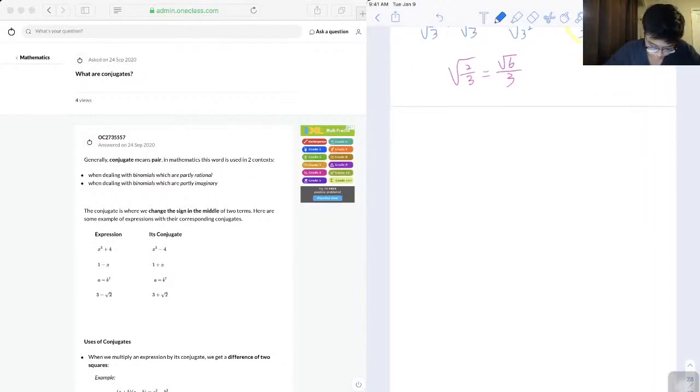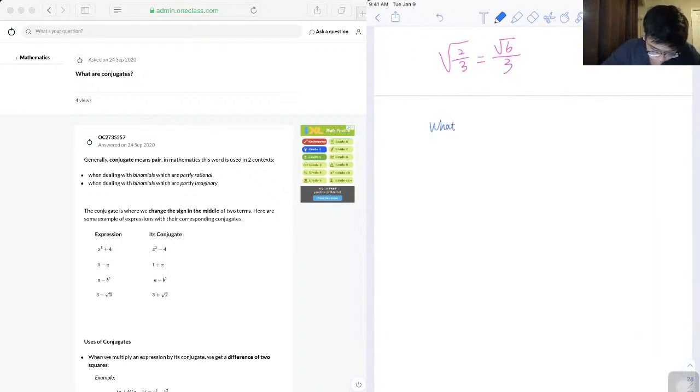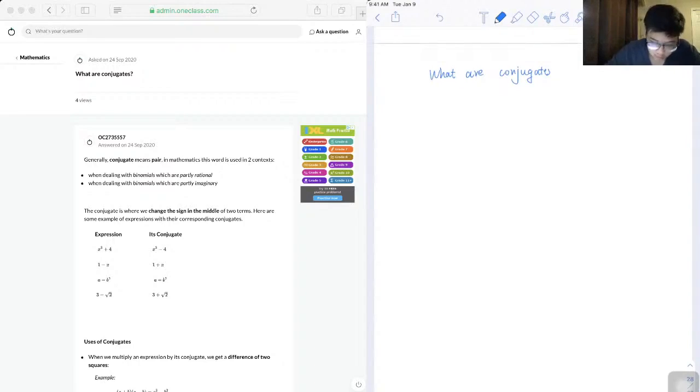So our next question is asking, what are conjugates? So conjugate in mathematics, this word is used in two contexts. The first one will be when we're dealing with binomials which are partly rational, or dealing with binomials which are partly imaginary. I'll write it down here. Which are partly rational, which are partly imaginary.